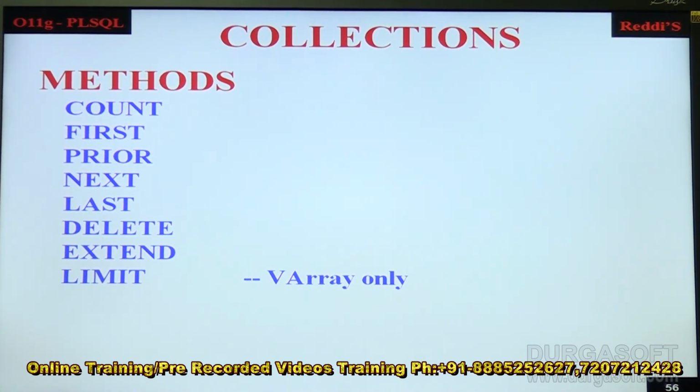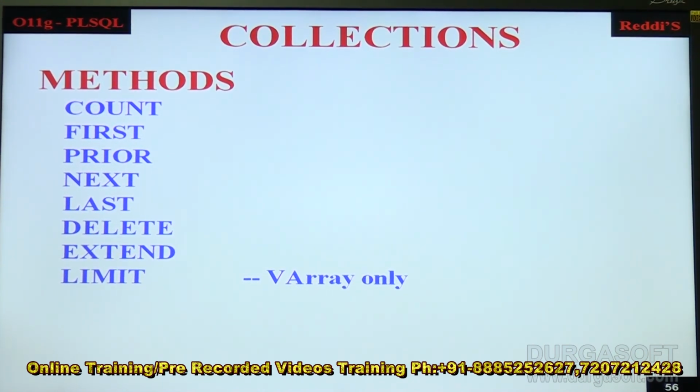Next, delete. Delete an element from the collection. If you say collection of 5 dot delete, the 5th element will be deleted. If you say delete 1, 5, elements 1 to 5 will be deleted. So using delete, we can delete either a single element or multiple elements from the collection.